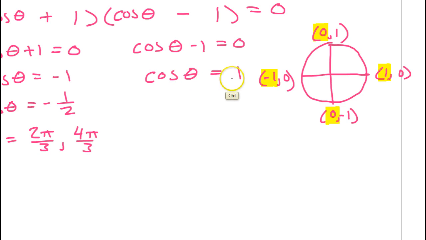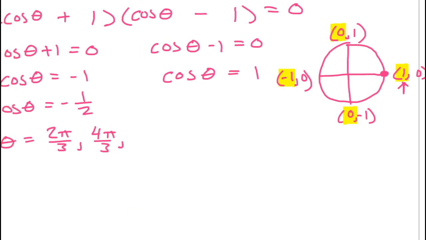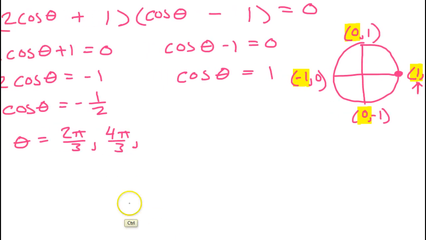Now, the cosine of what angle is 1? Well, that's only going to be this one right here. It's the only one, which means 0. This position right here is 0. So I'm just going to add 0 to the list.